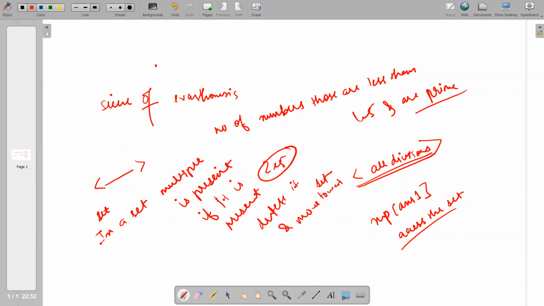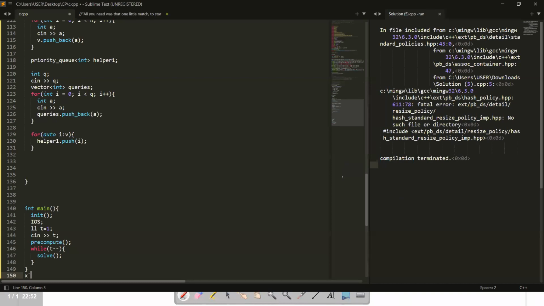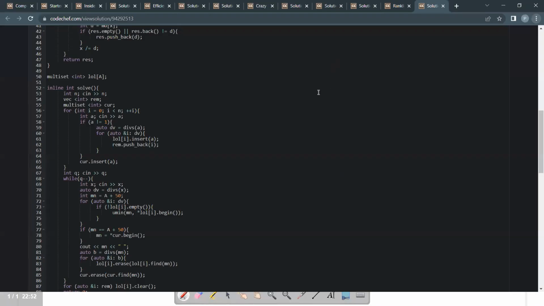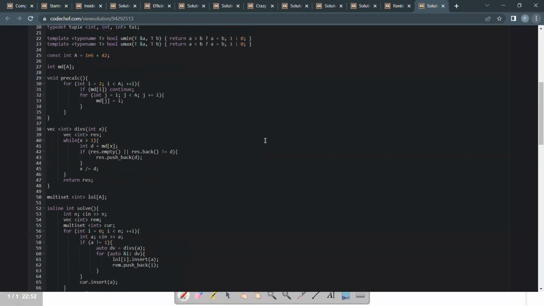But I hope a better solution has been written by this guy, and you can check his solution. I will give you the link. So basically, he has also done the same thing. He has also taken the sieve, and he has also taken like from 1e6 plus 42. And exactly what he did was exactly.